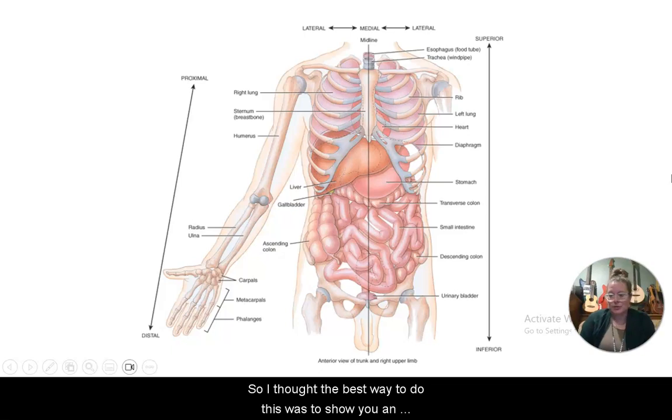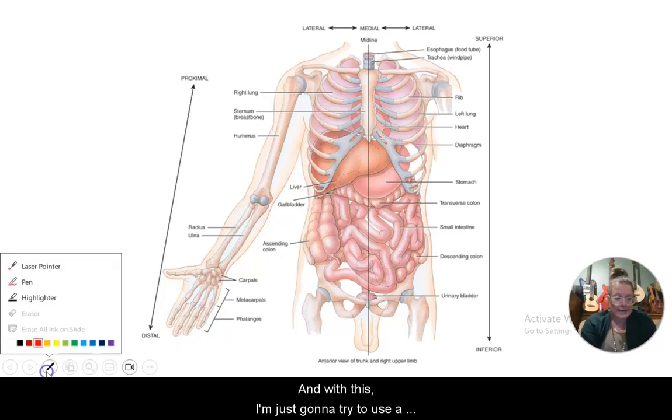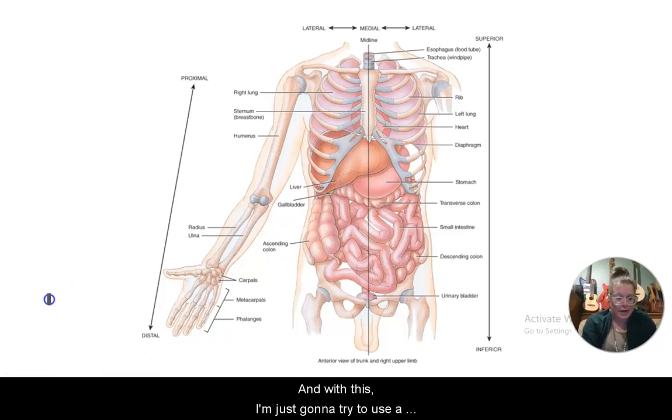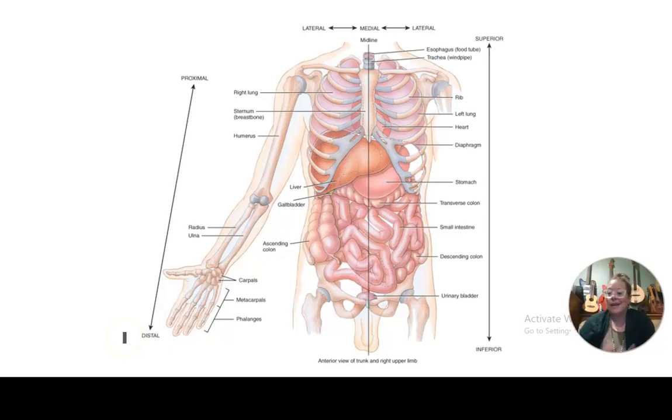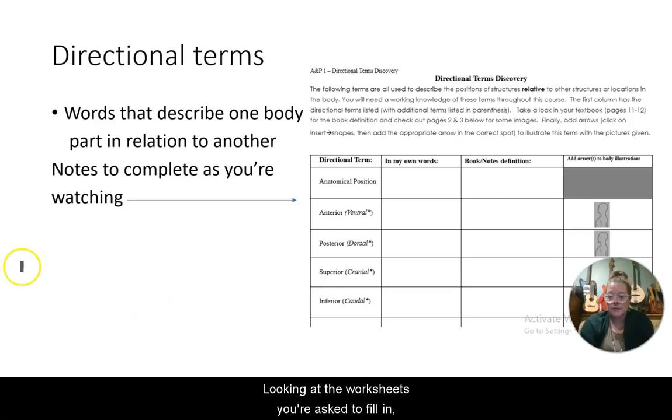So I thought the best way to do this was to show you an image of the body. And with this, I'm going to try to use a highlighter and highlight these words as we go through them. Another tip I would share, looking at the worksheets you're asked to fill in: these terms oftentimes have an exact opposite. I think it's really helpful if you pair them with your opposites, and I did put them in order on the paper.